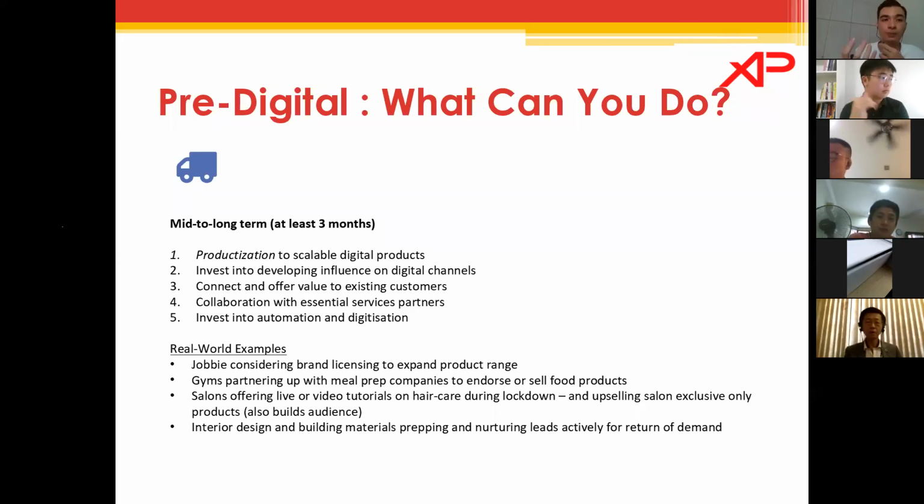So for example, if you're selling floor tiles like Miko, or roofing materials and so on, can you actually write a guide and send it out to your customers? Later, I'll give you some examples of how some businesses are productizing physical products into digital products. Second, I would say, invest in developing the influence of your digital channels.